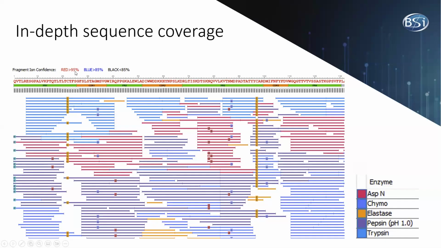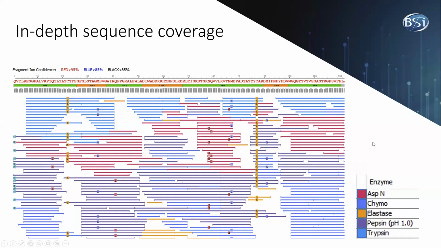So anything in red is greater than 95% confidence in that amino acid assignment. Blue is between 85 and 95. And then anything that's in black are residues we're not confident in. And you may have to go back and either look for additional de novo peptides that may support that or run more data and add it to the project.